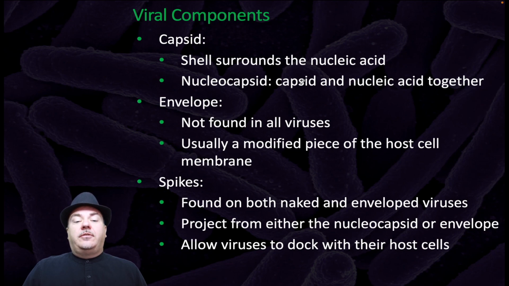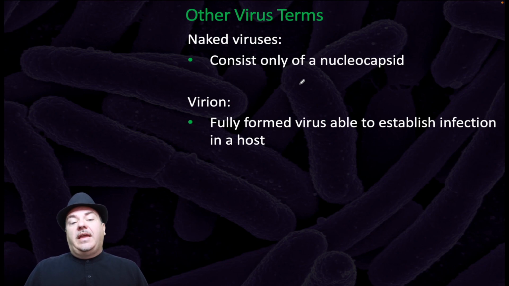Some can have an envelope, so it's not found in all viruses. And the envelope is usually a modified piece of the host cell membrane. They also have spikes, which are found in both naked viruses, that would be the viruses without an envelope, and in enveloped viruses. They project from either the nucleocapsid or the envelope, and they allow viruses to dock with their host cells. Other virus terms: naked viruses consist only of a nucleocapsid, they don't have an envelope. And a virion is a fully formed virus able to establish infection in a host.